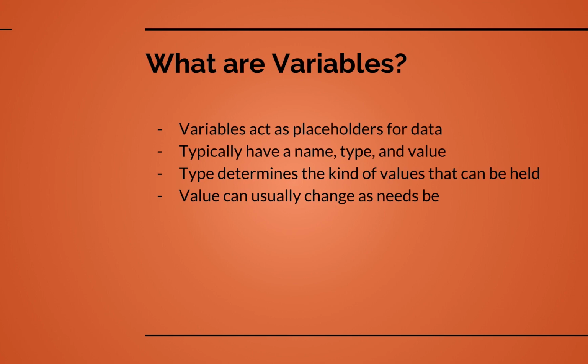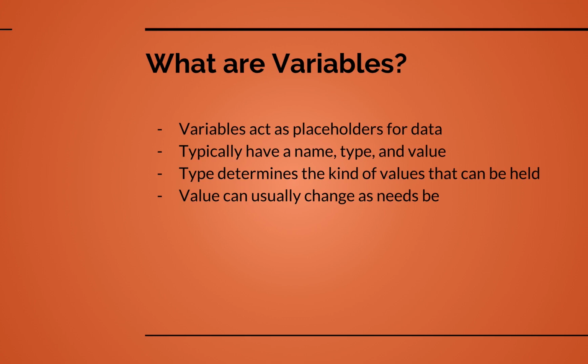Well, variables simply act as placeholders for data in our code. That means we assign values to them, and those values can change, or we can retrieve those values as need be. Typically, there are three components that make up a variable. There's the name of the variable, the type of the variable, and the value assigned to that variable.